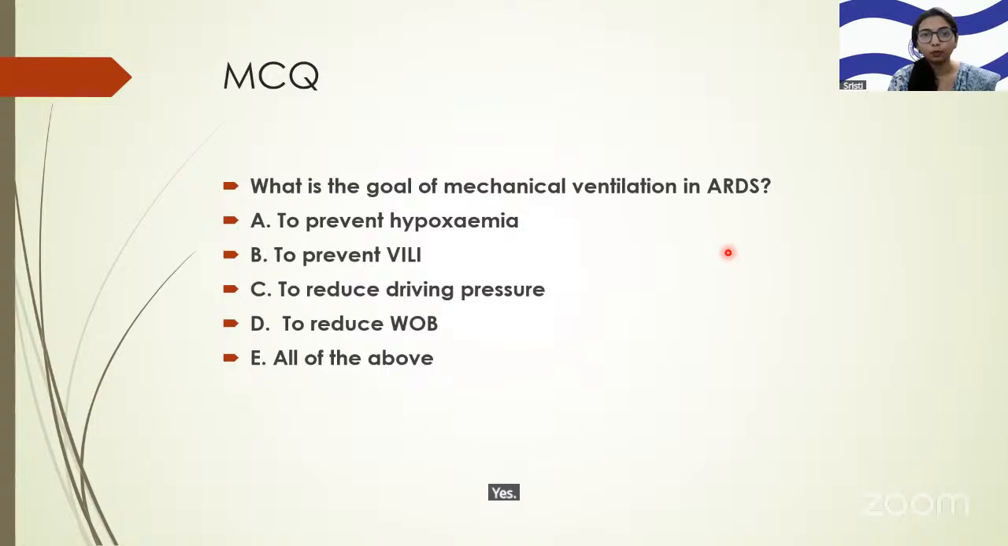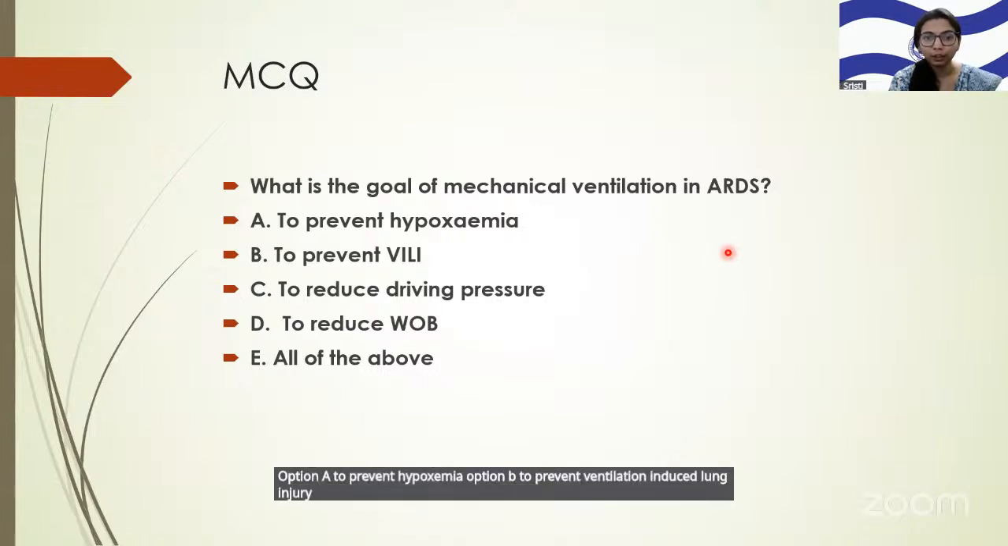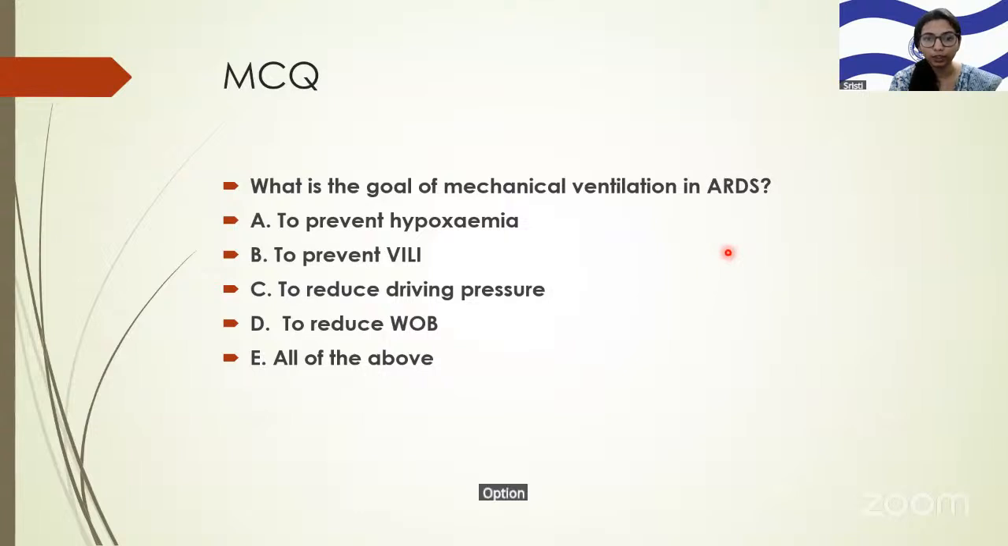Next question. What is the goal of mechanical ventilation in ARDS? Option A, to prevent hypoxemia. Option B, to prevent ventilation-induced lung injury. Option C, to reduce driving pressure. Option D, to reduce work of breathing. And option E, all of the above.